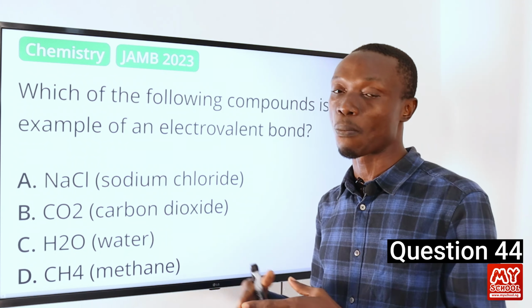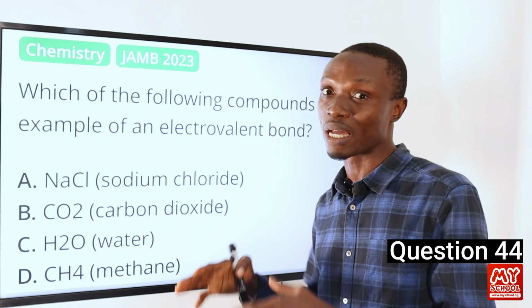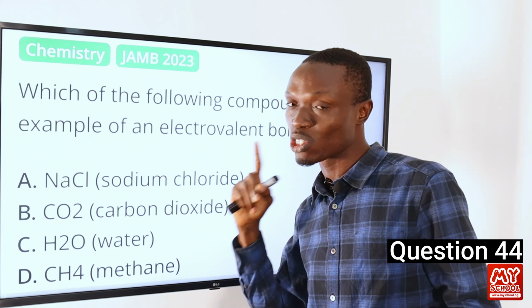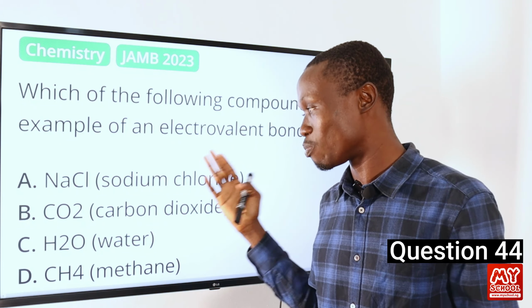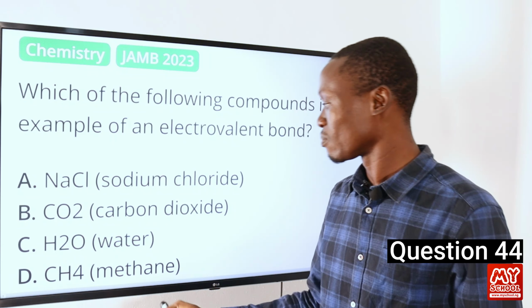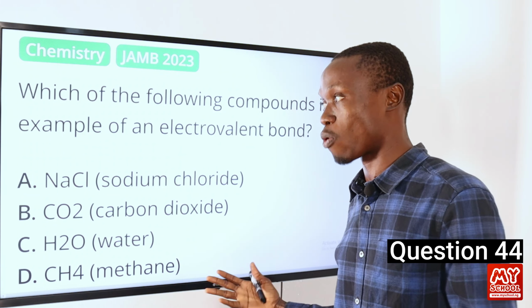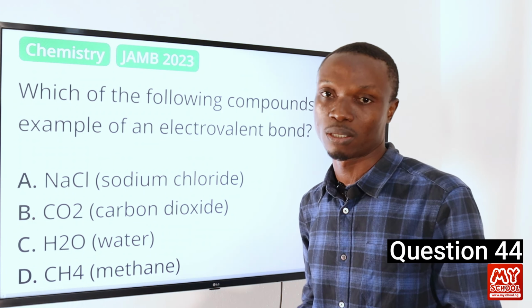But when you are talking about a pool of water or a cup of water, then the type of bond that exists there is hydrogen bonding. And that is the reason why water has a high boiling point, so that should be noted. While for option D, which is methane, the type of bond that exists in methane is covalent bond. So the answer to this question is option A, sodium chloride.